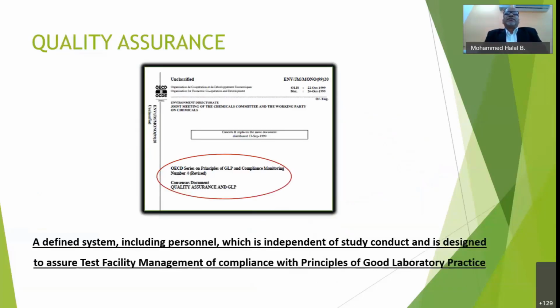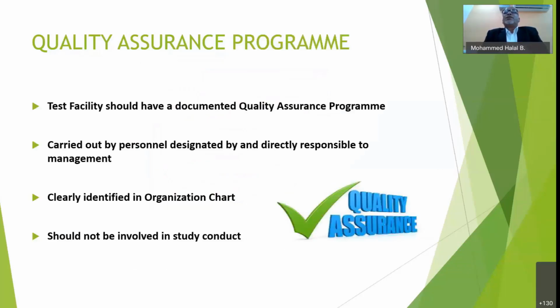The quality assurance, as per OECD GLP guidance document number 4, is a defined system, including personnel, which is independent of study conduct and is designed to assure the test facility management of the facility's compliance with the principles of good laboratory practice. Quality assurance program: every test facility should have a documented quality assurance program.